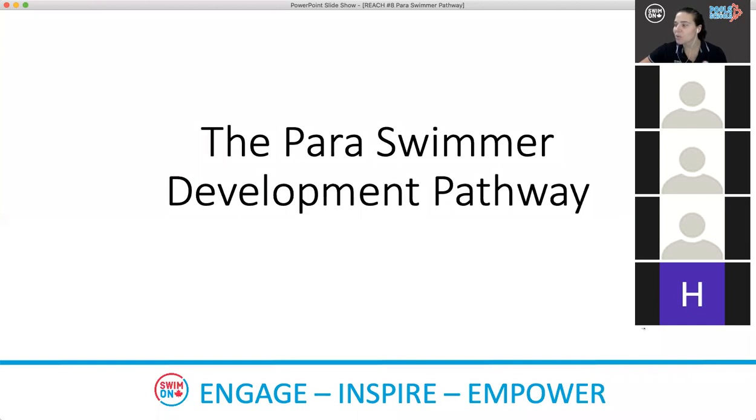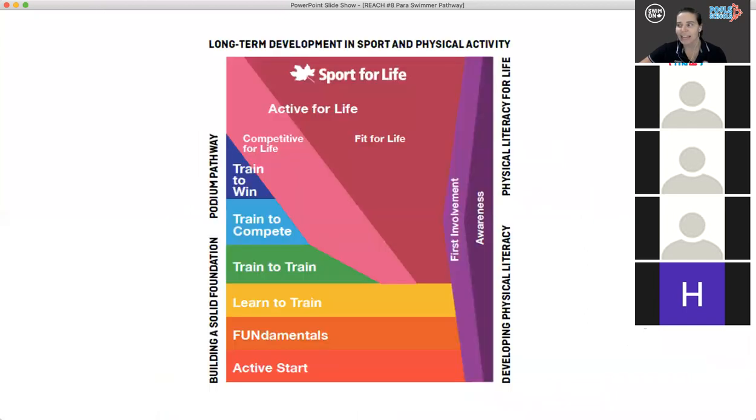All right. So the one thing that I want to start off by saying is that in Canada, we do not have a specific para swimmer development pathway. We utilize the long-term development model that is put out by Sport for Life. It is the model that all of the national sports organizations use when they're discussing athlete development. There is people out there that question whether it is appropriate to use a model that was developed for mainstream athletes when working with para swimmers or para athletes.